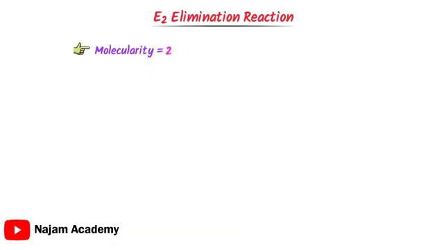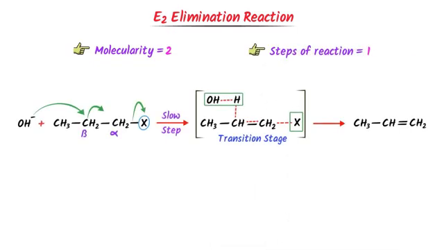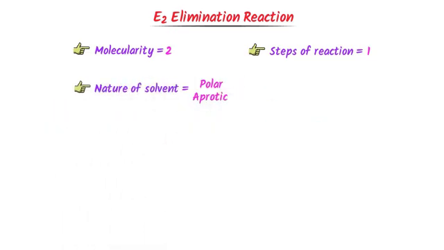Now we will learn some important points about E2 elimination reaction. The molecularity of E2 reaction is 2 because two reactants, nucleophile of the base and primary alkyl halide take part in the slow step. Secondly, E2 reaction is one-step reaction in which leaving group like halogen and beta hydrogen leave the compound simultaneously. Thirdly, the nature of solvent is polar aprotic solvent. Fourthly, nature of alkyl halide is primary alkyl halide.